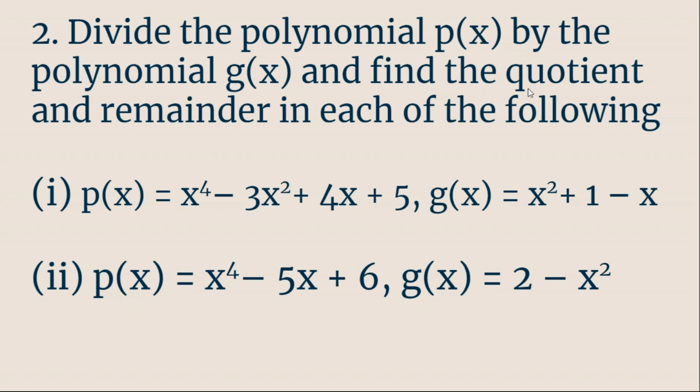P of x, in the first case, is x to the power 4 minus 3x square plus 4x plus 5. You divide this equation by x square plus 1 minus x.